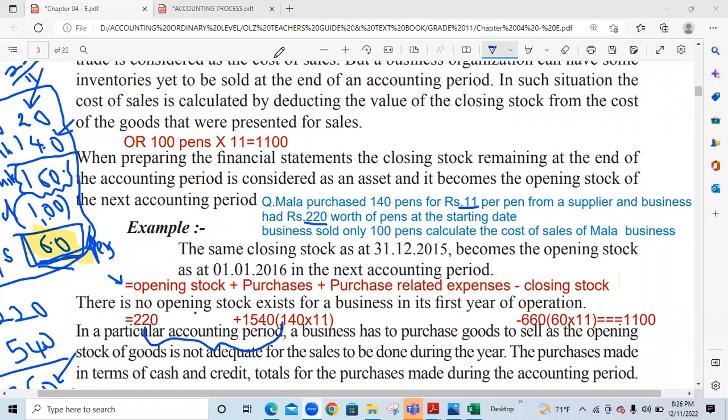Closing stock is a current asset, because it will give you future benefits. Now guys, one year's closing stock is the other year's what? Opening stock. One year's closing will be the other year's opening. If at the end of this year you have 60 pens, then at the start of next year you will have the same 60 pens. Okay?